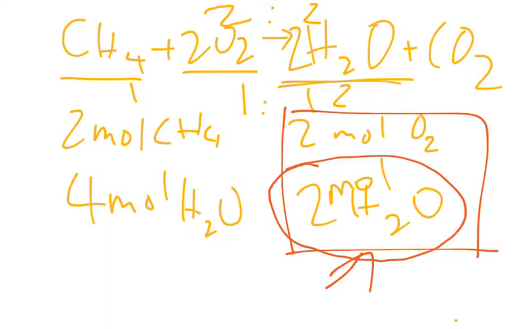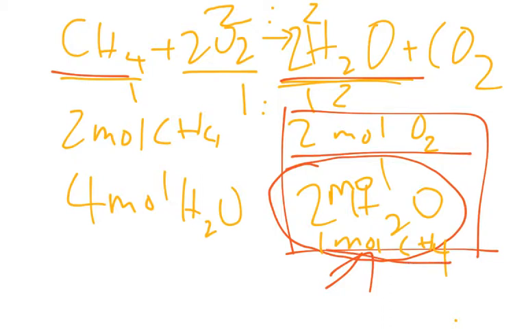Now, if we produce 2 moles of water in total, how much CH4 is consumed? Well, we know that for every 2 H2Os, 1 CH4 is consumed. So for every 2 moles of H2O, 1 mole of CH4 is consumed. So we can write 1 mole of CH4 as a part of the stuff that gets consumed. So overall, 2 moles of O2 and 1 mole of CH4 is consumed.